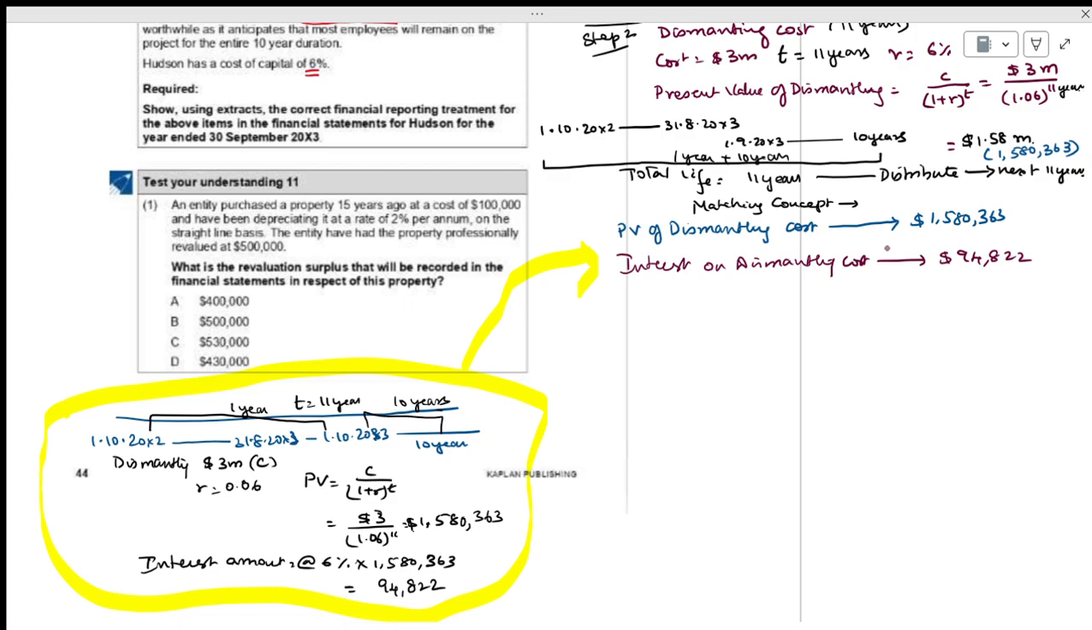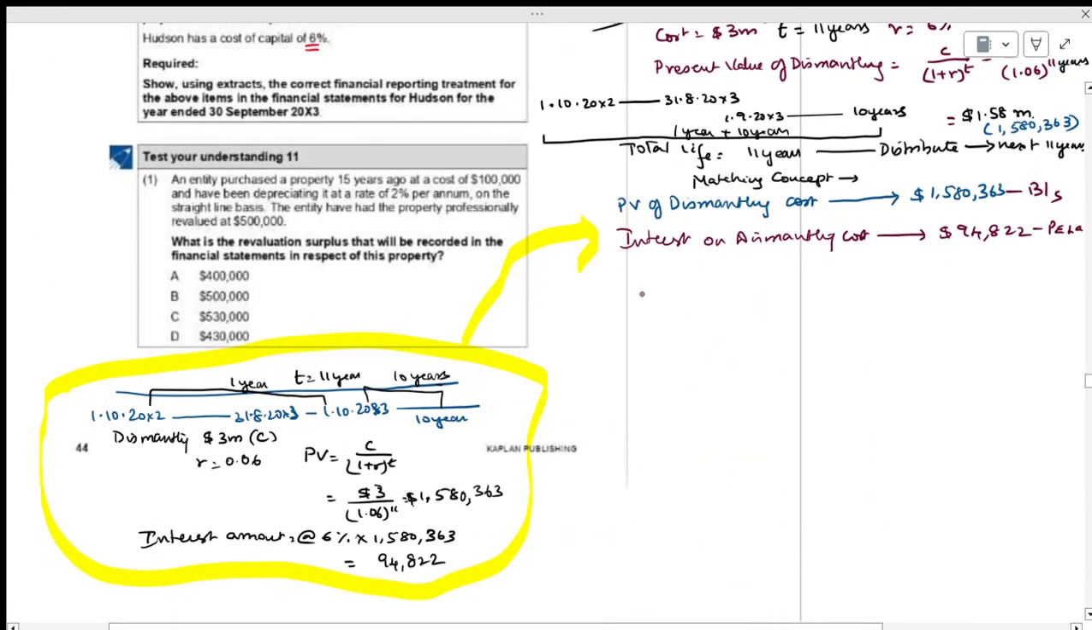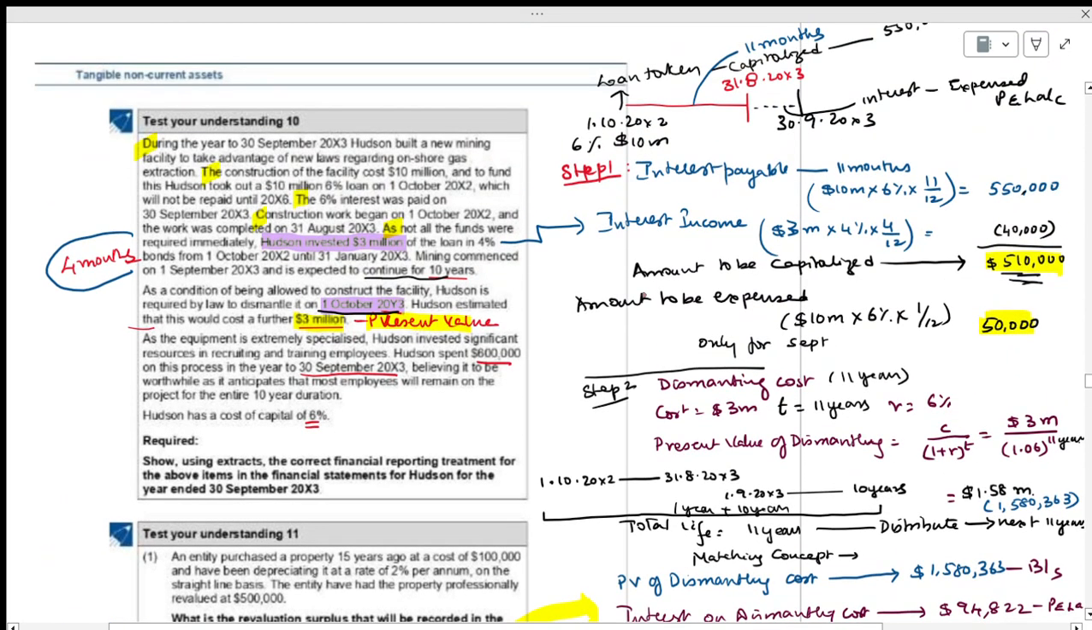Now, this has to be shown in the balance sheet. This has to be shown in profit and loss account. This has to be shown in balance sheet. This has to be shown in the profit and loss account separately. Now, put one dash here. Now, what we have to do? We have taken the interest. We have taken the dismantle cost. We are not going to take anything with respect to training expenses.